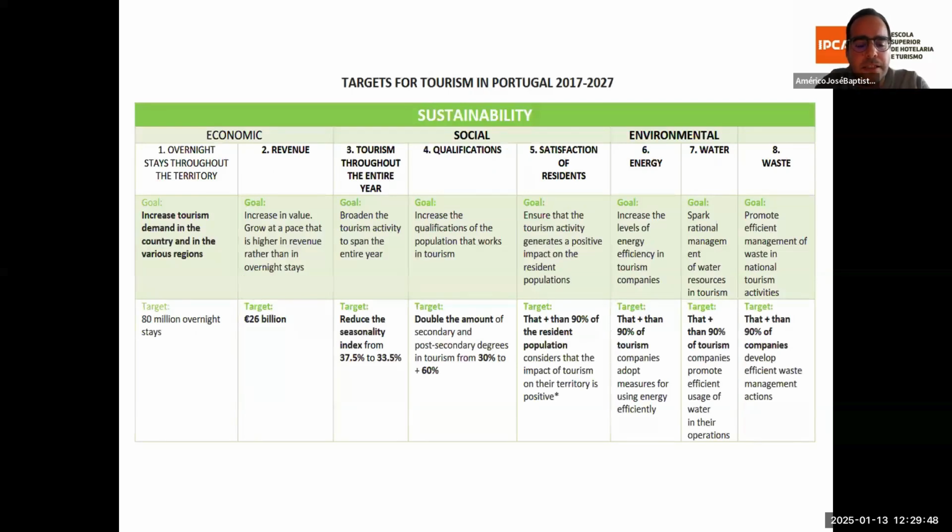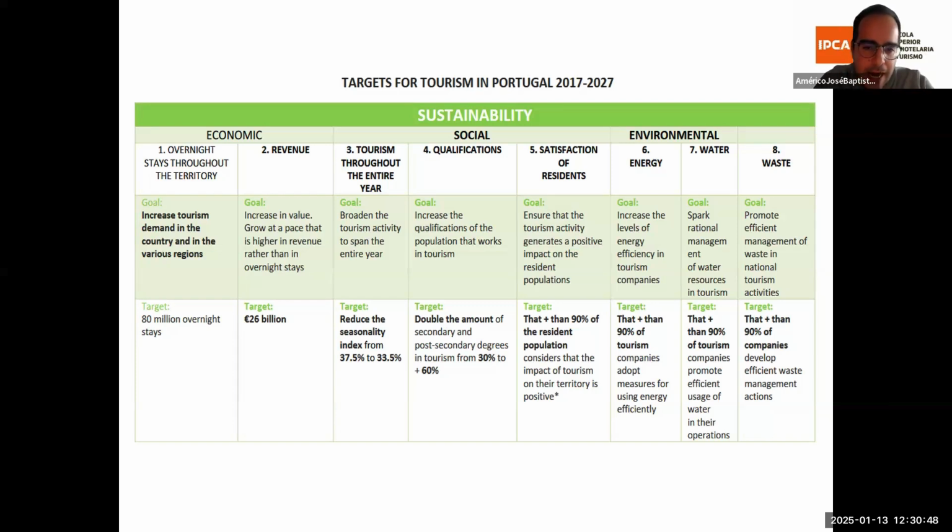Okay, this slide is concerned about targets for tourism in Portugal in each period, from 2017 to 2027. There are three dimensions of sustainability: economic, social, and environmental. And there are different targets. For example, in the economic dimension, the goal is to increase tourism demand in the country and in the various regions. The target is 80 million overnight stays. And the second target in this dimension, revenue, the target is 26 billion.